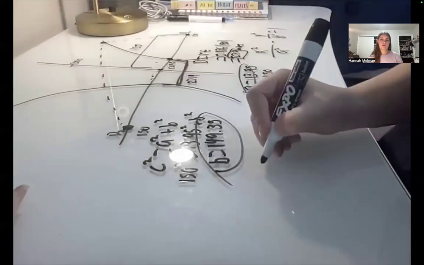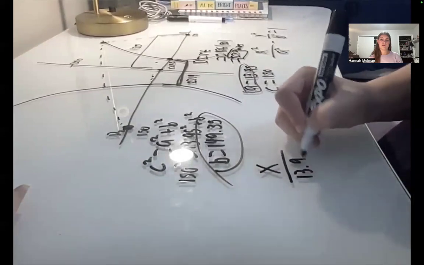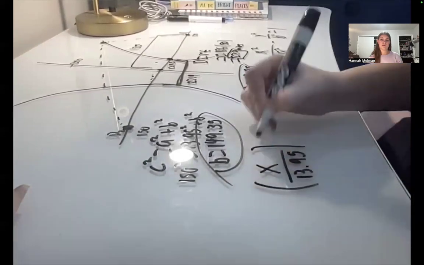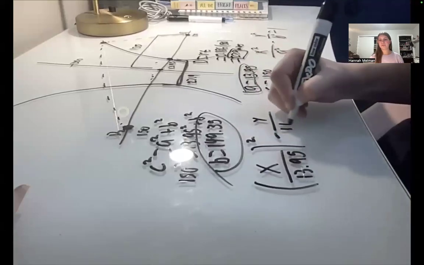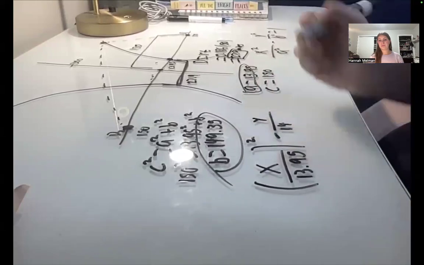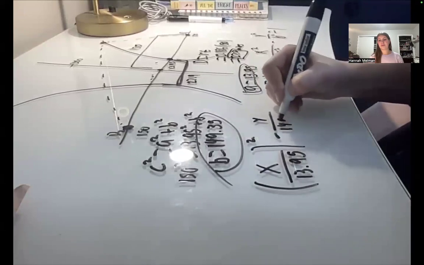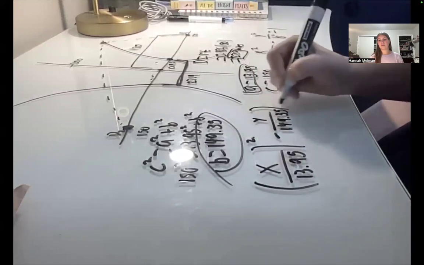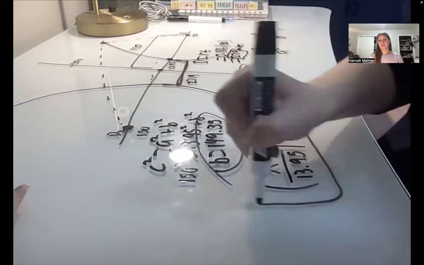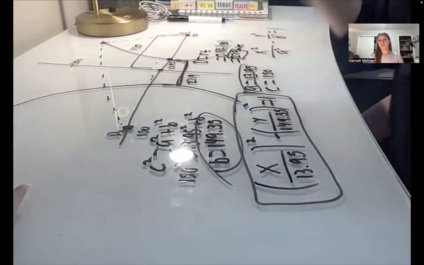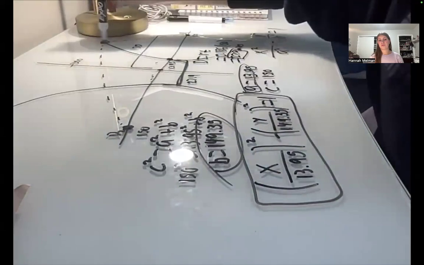So now we've got our a and we've got our b, and now we can make our hyperbola equation. We've got x over 13.95, all of that squared, minus y over 149.35, all of that squared, and this all equals 1. This is now the equation of the hyperbola that this boat lies on.